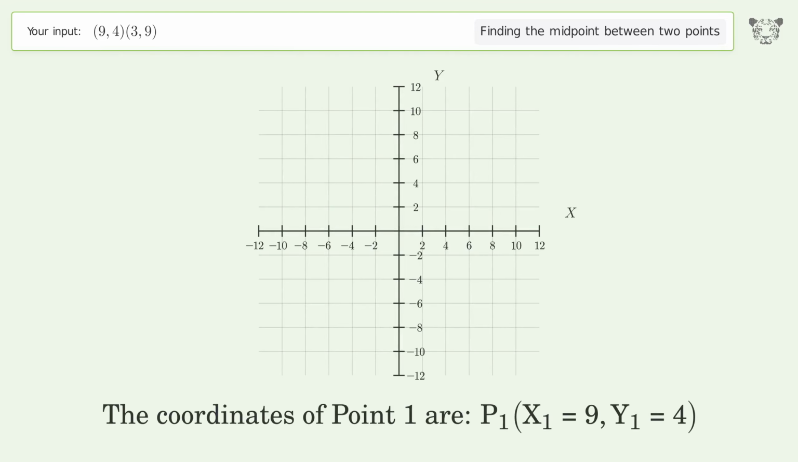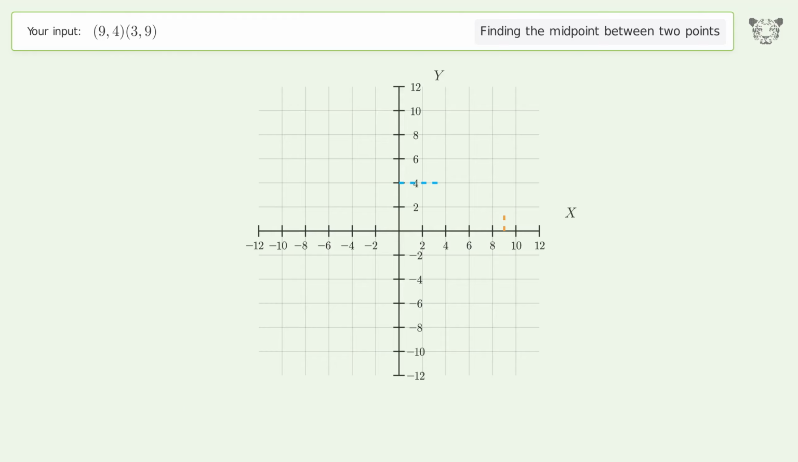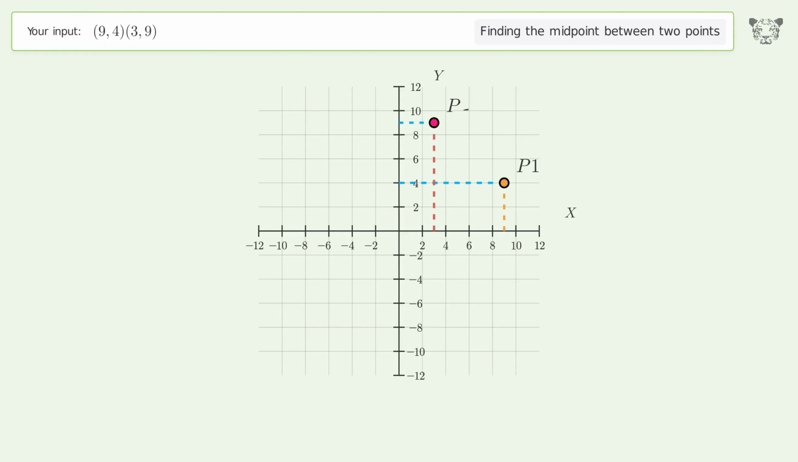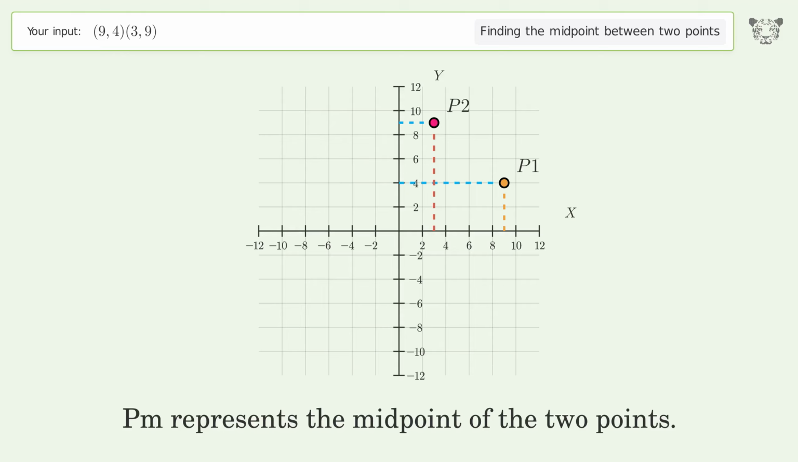The coordinates of point 1 are x1 equals 9, y1 equals 4. The coordinates of point 2 are x2 equals 3, y2 equals 9. PM represents the midpoint of the 2 points.